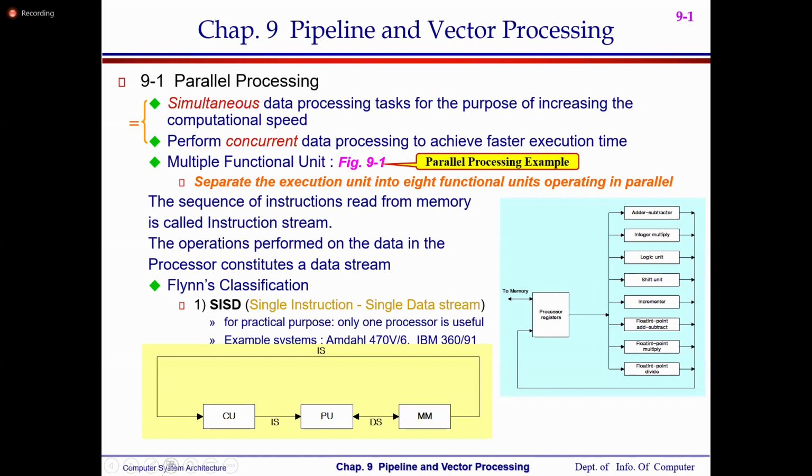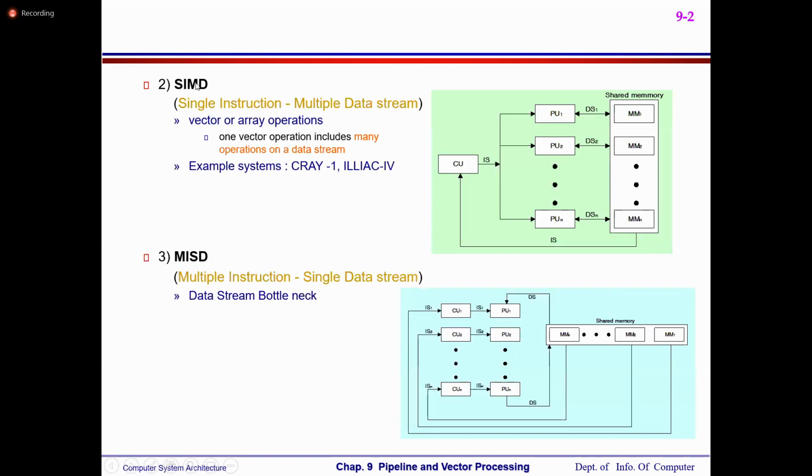In this example, you have only one control unit, one processor unit, and one memory unit. That means you read one instruction from memory, and you execute that instruction by one processor. So here we are not implementing parallel processing. That is SISD. In the second one, SIMD, we perform parallel processing. Here there is only one control unit, but you have n number of processors, and this control unit controls all these processors and sends the instruction, read from the shared memory, to all processors.